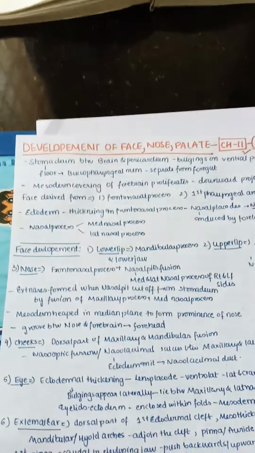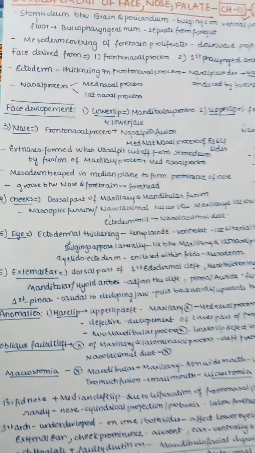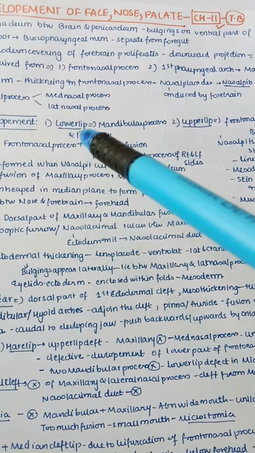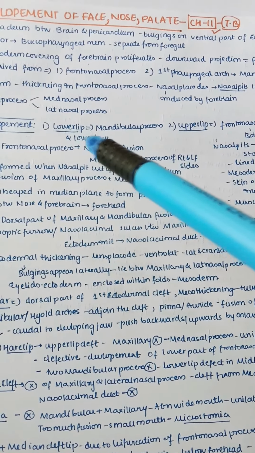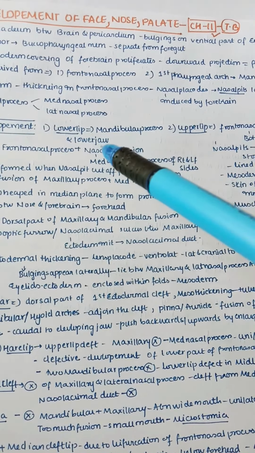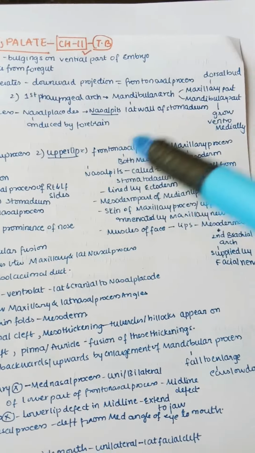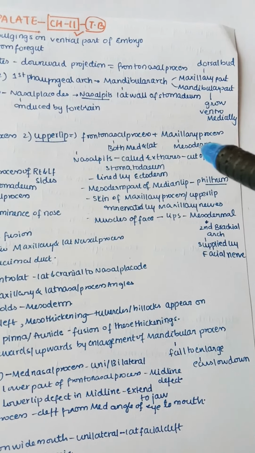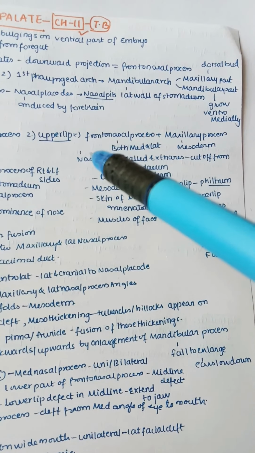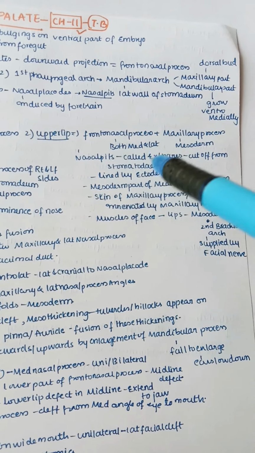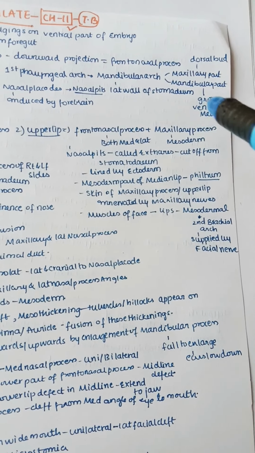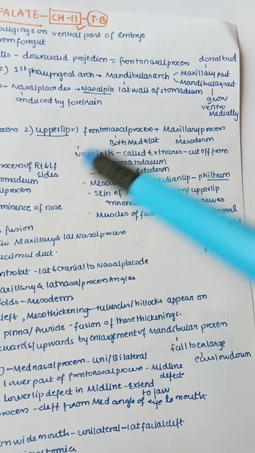So this is all theory, as we saw in the diagram. Next, let us see face development. First, the lower lip. The lower lip is developed from the mandibular process. Even the lower jaw is from the mandibular process. And the upper lip forms from the frontonasal process fused with the maxillary process. The upper lip is formed by fusion of the medial and lateral parts of the frontonasal process with the maxillary process. The maxillary process is of mesodermal origin.